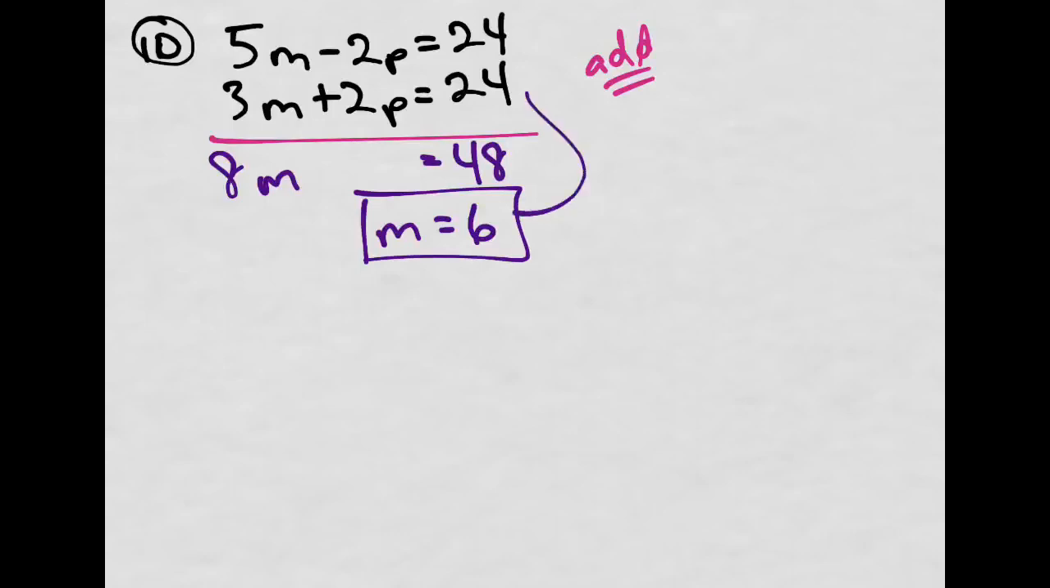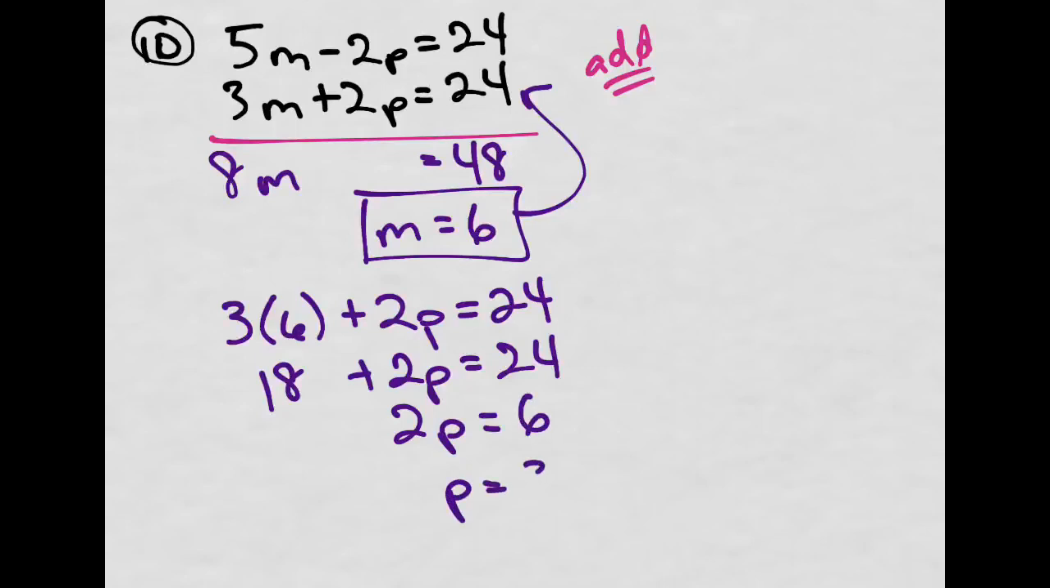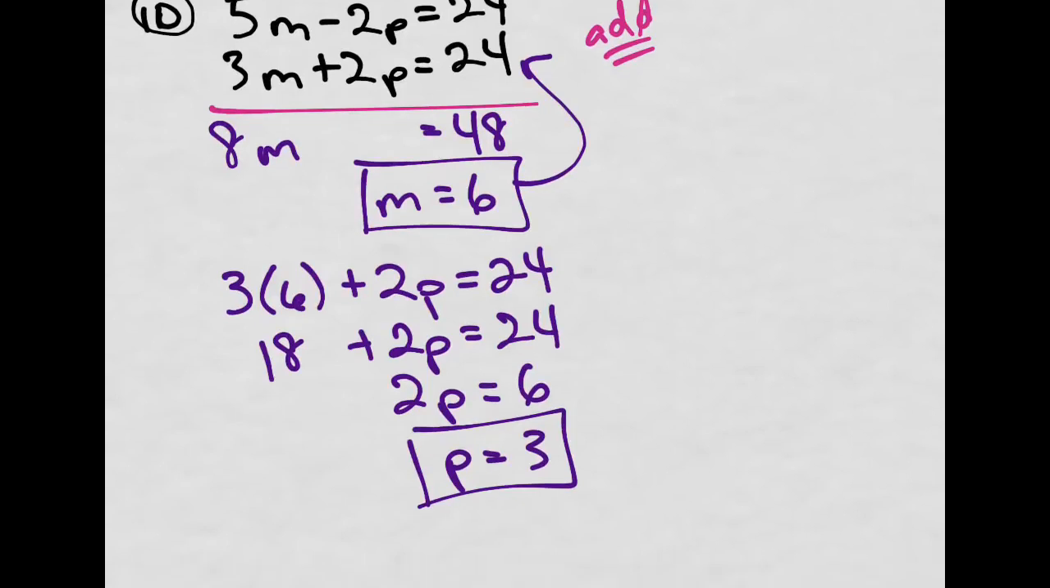Okay? Take that m equals 6 and let's plug it back in. 3 times 6 plus 2 times p equals 24. 18 plus 2p equals 24. 2p equals 6. p equals 3. All right. Number 12.